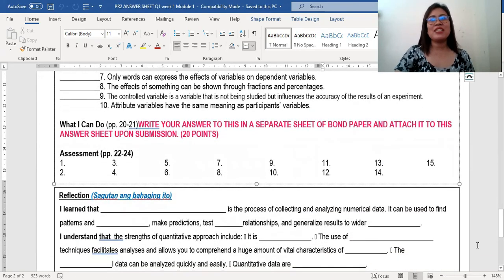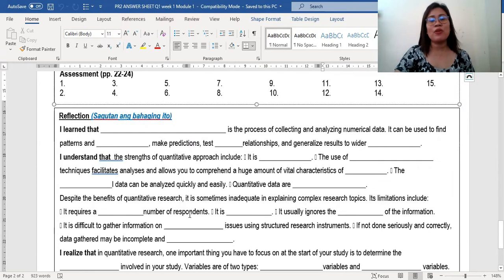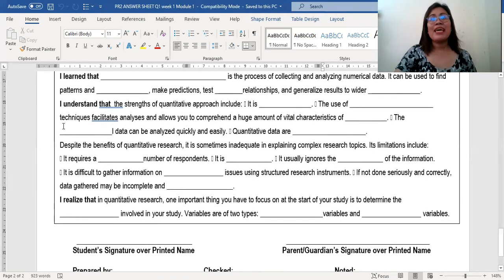And for assessment, you have 15 items. Please just write the letter of your answer in the space provided. For the reflection, it is important for you to answer this part because I'm also checking and giving grades on this. So the answer on the blanks provided will only be found in what I have learned. So this comprises the things that you have learned all throughout the 3 lessons that have been discussed in your module for this week. So you'll have to just answer them, and points will be given for each blank that is answered.